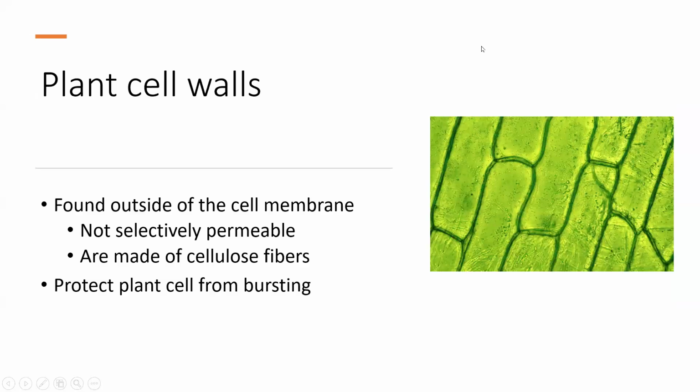Another feature that a plant has would be the cell wall. So the cell wall is found outside of a cell, and it doesn't regulate any movement. All things can pass through it pretty much. And as you learned before, it is made up of cellulose fibers, which is a kind of polysaccharide, right? You should know that since you just did your test. And their function is to prevent a cell from bursting.